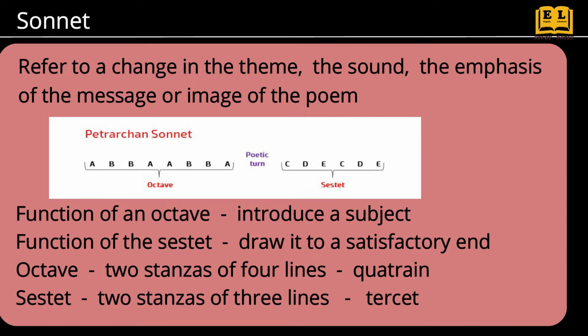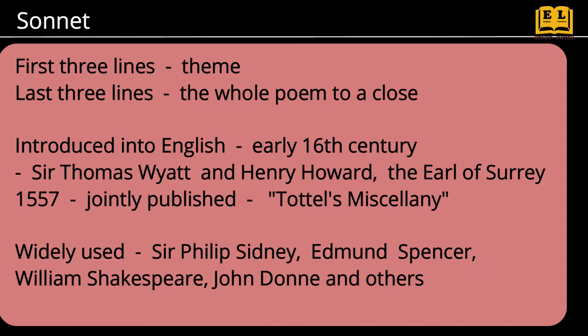The octave has 2 stanzas of 4 lines, each called quatrain. The sestet contains 2 stanzas of 3 lines, each called tercet. The first 3 lines reflect on the theme and the last 3 lines bring the whole poem to a close.